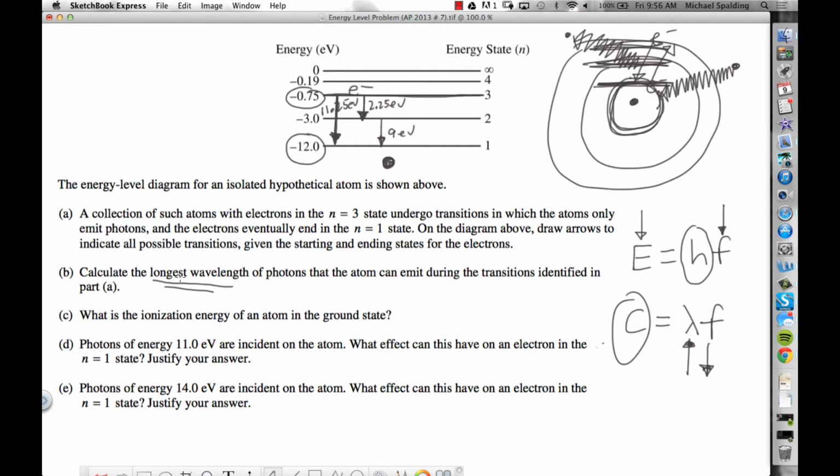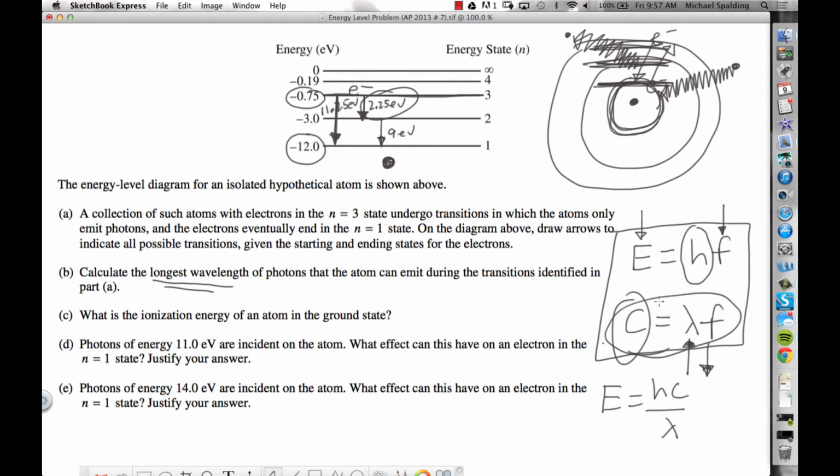Okay. So we're looking, so which transition has the lowest energy of these? The 2.25. Okay, so how do we get the wavelength of that? What you're going to do is you're going to combine these two equations, right? And you get the equation E equals hc over wavelength, right? So take this equation, plug it in for frequency, and you're going to get hc over wavelength. Hc is actually given on this table of constants, h times c. So solve that for wavelength. Wavelength is going to be hc over E.